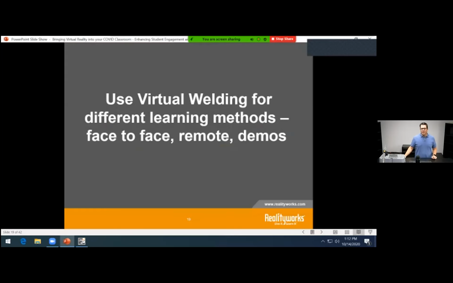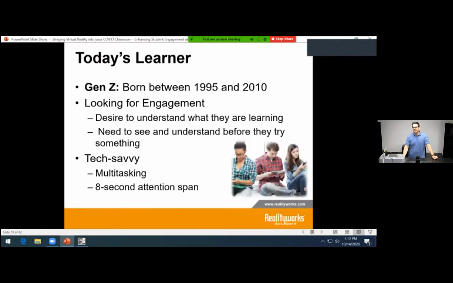So let's jump back in to the different methodologies or methods from face-to-face to remote, and then also doing demos. Let's start with today's learner. All right, today's learner that you're teaching right now in COVID is looking for engagement. The Gen Z student is looking for that engagement, and right now that's difficult with COVID hitting right now. The desire to understand what they're learning and then also be able to try it is somewhat disconnected. So we need to still try to find ways to be able to do that. And we'll talk about that a little bit.